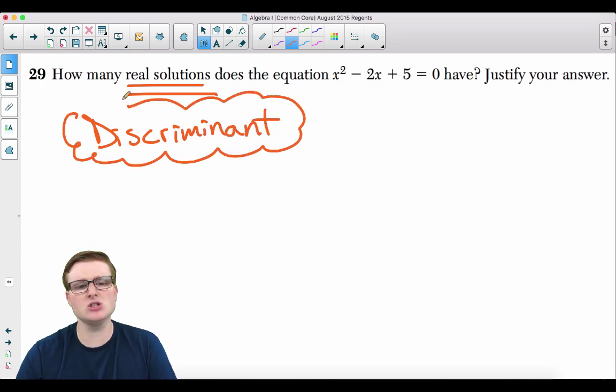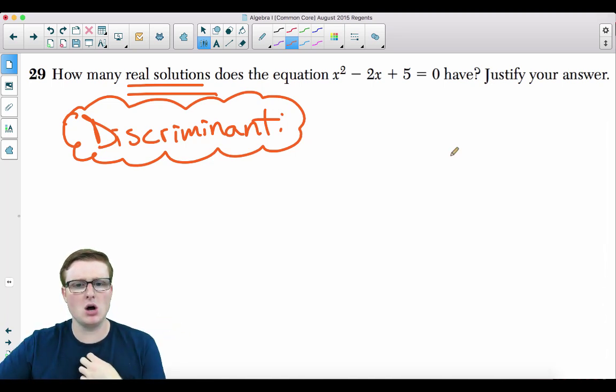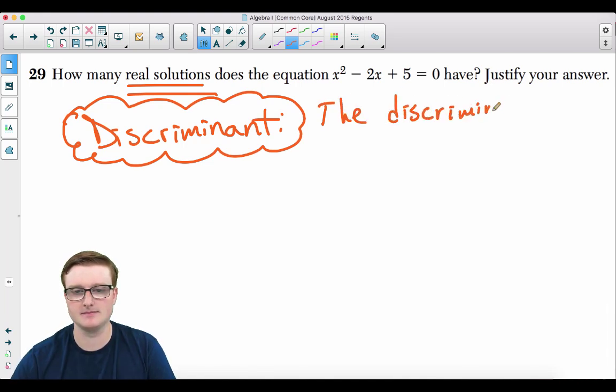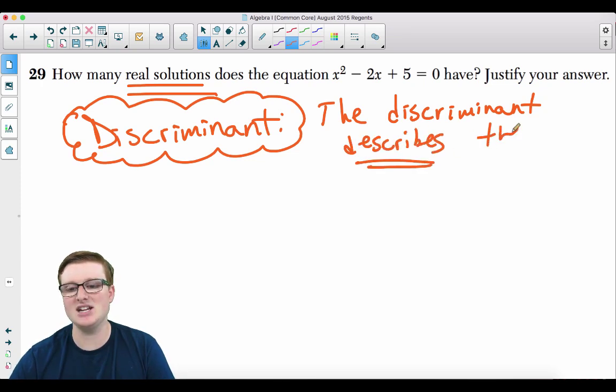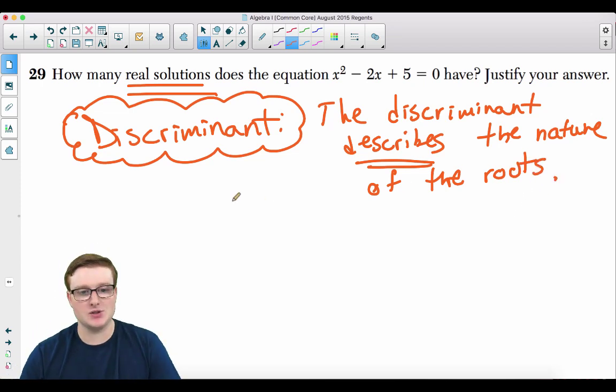Did you students learn the discriminant in Algebra 1? I don't think you did. Discriminant's kind of taught in Algebra 2, but this is what the discriminant is if you don't know what it is. The discriminant describes the nature of the roots. Okay? It describes the nature of the roots. So, let me just tell you a couple facts. Real quick, the discriminant formula. So the formula, I do need to tell you the formula.